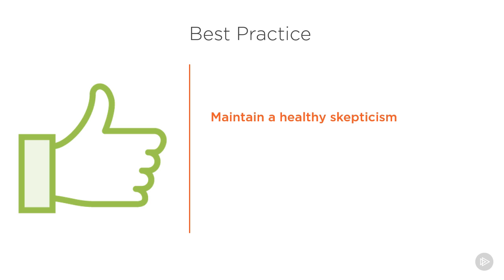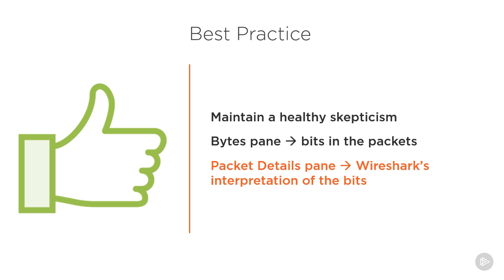I want to remind you that if you see something you're not expecting in Wireshark, always maintain a little bit of healthy skepticism. Ask yourself, is Wireshark displaying this information correctly? Remember that the bytes pane displays the bits that are captured by the NIC card and passed up to Wireshark. And then the Wireshark application interprets those ones and zeros and displays for you a description of the fields carried in those packets.